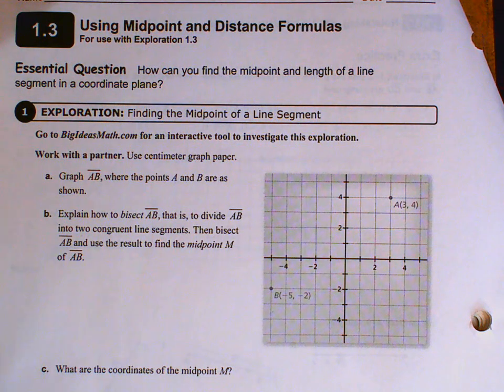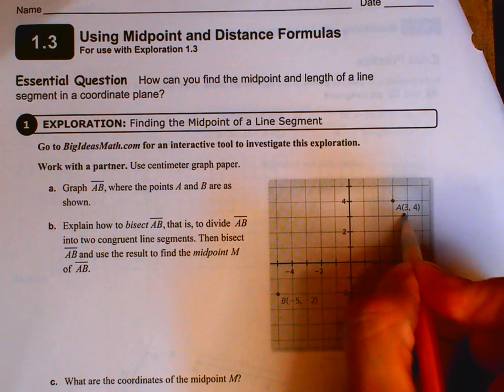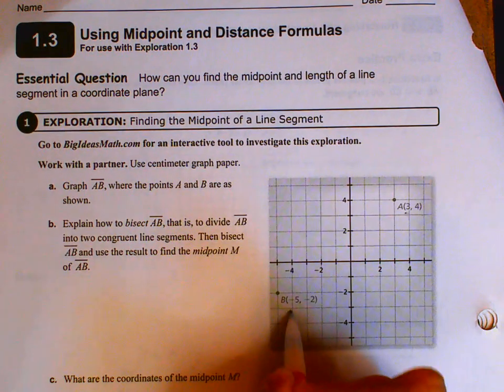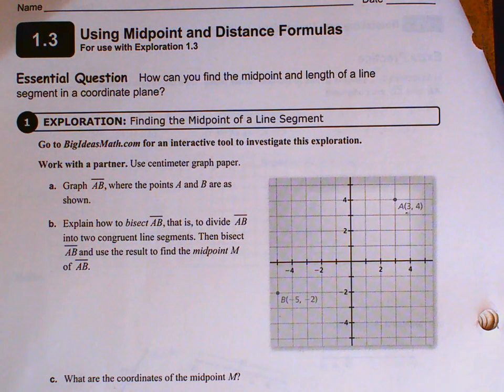Hi students, welcome to lesson 1.3, using midpoint and distance formula. Now in the first part of the exploration, and by the way, we're on page 12 of your student journal. What you have here is 2 points, A, which is coordinate 3, 4, and B, which is coordinate -5, -2.